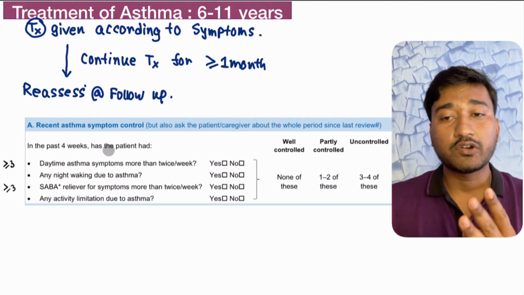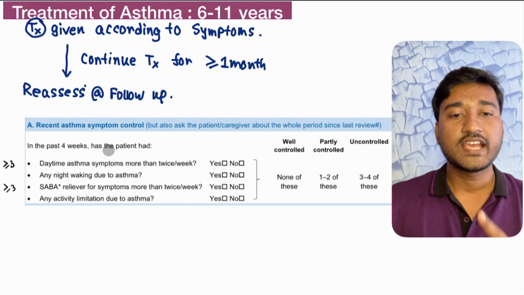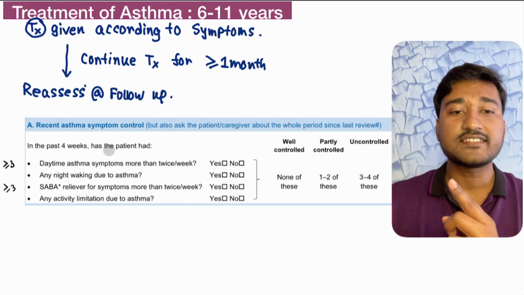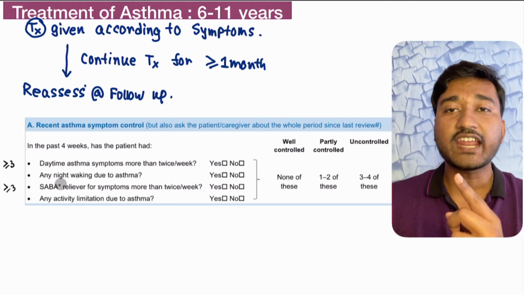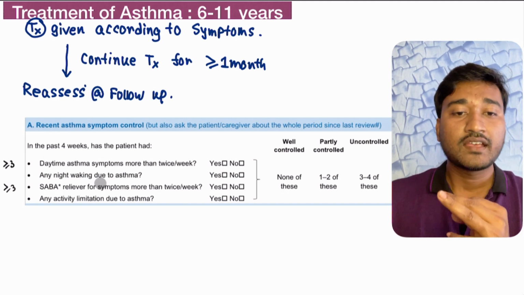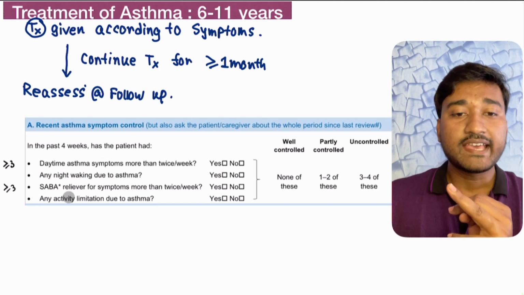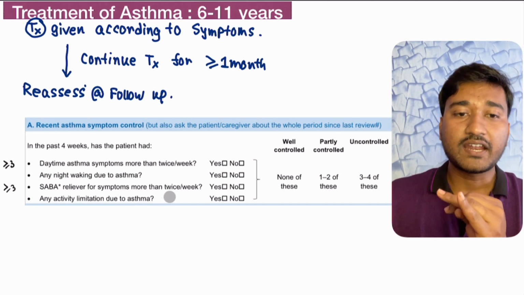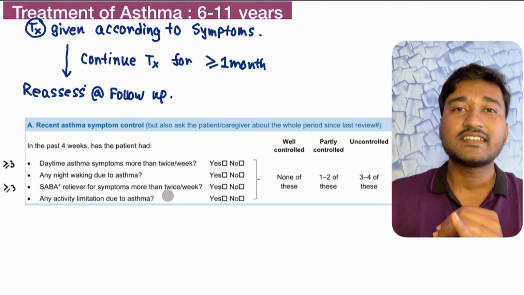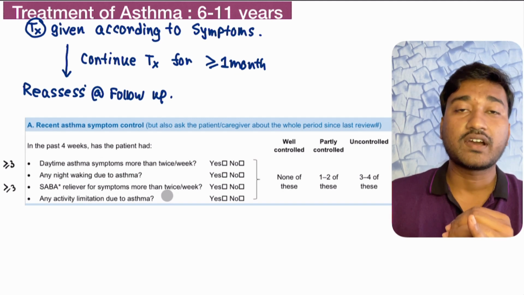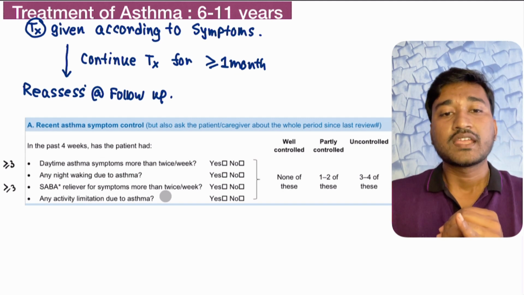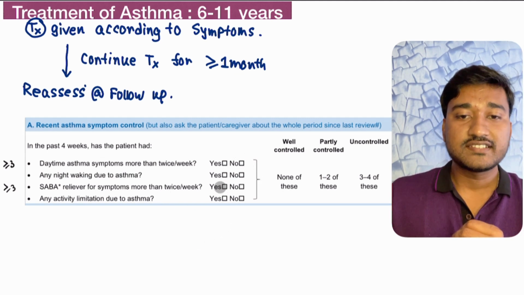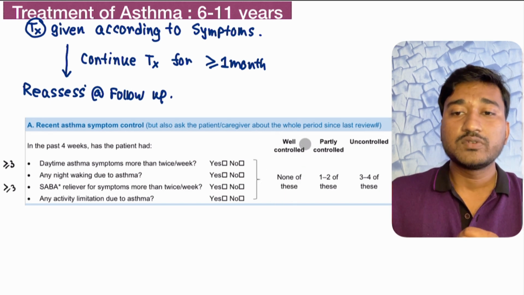Okay, and in the follow-up you have to ask 4 questions. Number 1, daytime asthma symptoms more than twice per week, that is at least 3 or more than 3. Number 2, any night waking due to this asthma symptoms. Number 3, use of SABA as a reliever for control of these symptoms for more than twice per week. And number 4, any activity limitation, like because of the symptoms the patient cannot walk, cannot run, cannot swim and all that. These 4 questions you have to ask, and you need to know whether it is yes or no, and after that you need to classify it.